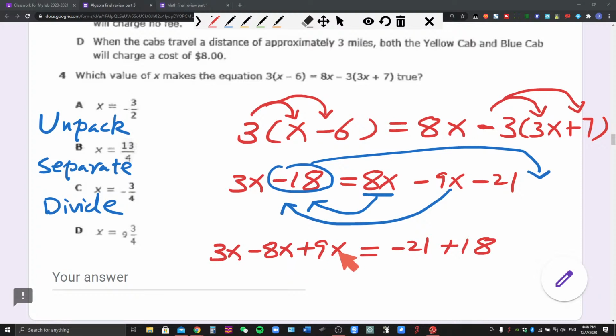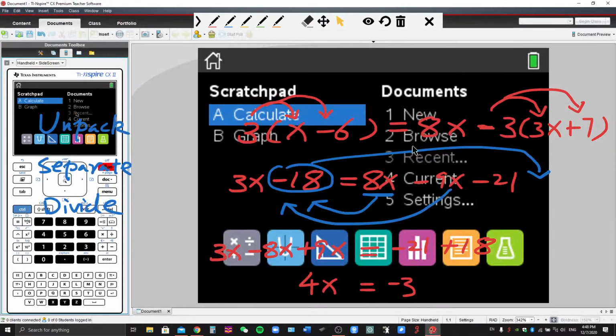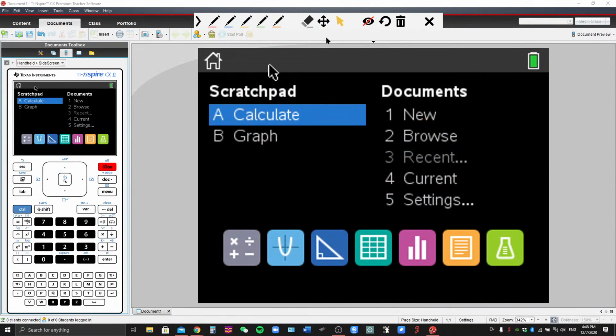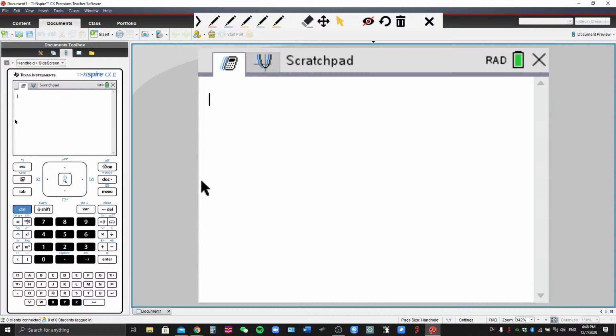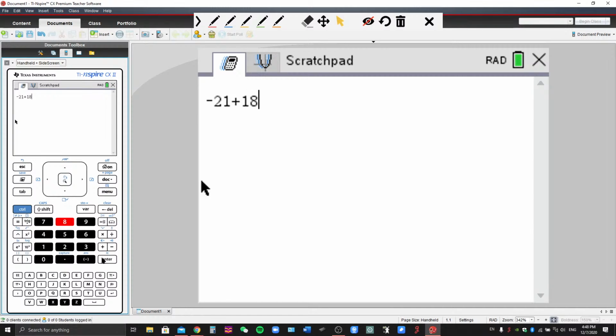Okay, let's simplify them just by putting them together. 3x plus 9x, that's 12x. Then subtract 8x, that will be a 4x. And this -21 plus 18 will be -3. Okay, you can use a calculator to verify. And by the way, let's just quickly go over our calculator. So if we do -21 plus 18, you will have a -3.